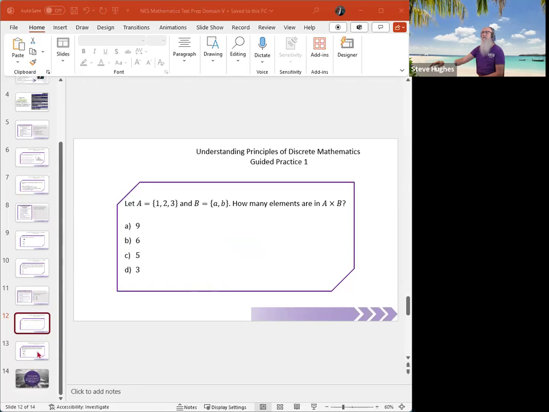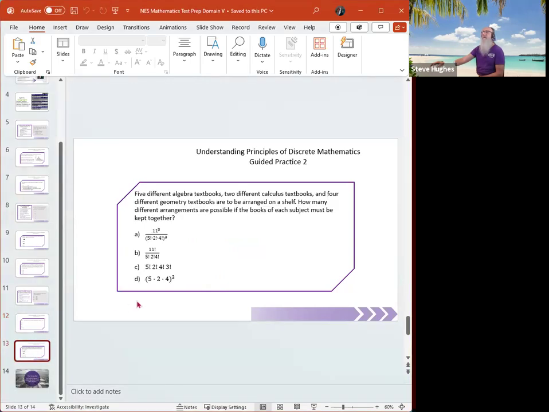All right, next one. This one says 5 different algebra textbooks, 2 different calculus textbooks, and 4 different geometry books are to be arranged on a shelf. How many different arrangements are possible if the books of each subject must be kept together? This is counting, everybody. Let's draw ourselves a picture. The red is going to be the algebra books. I have 5 of those. So 1, 2, 3, 4, 5 algebra books.